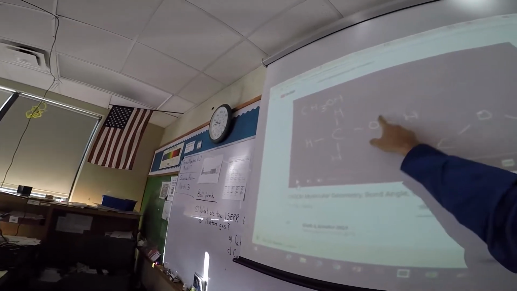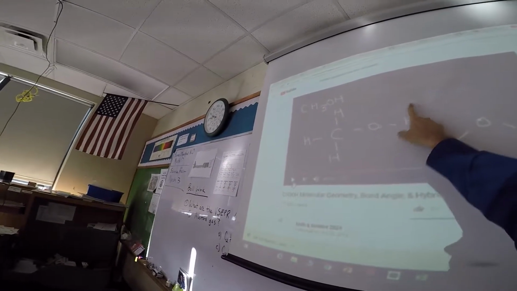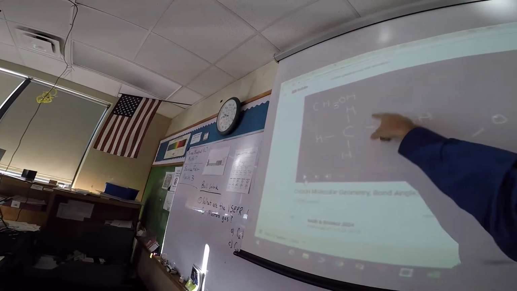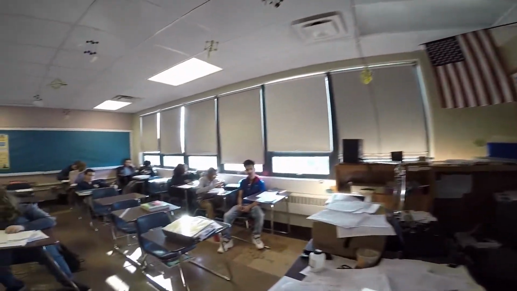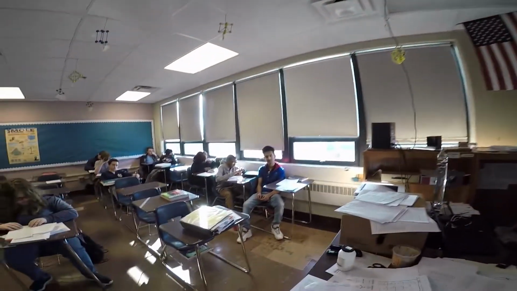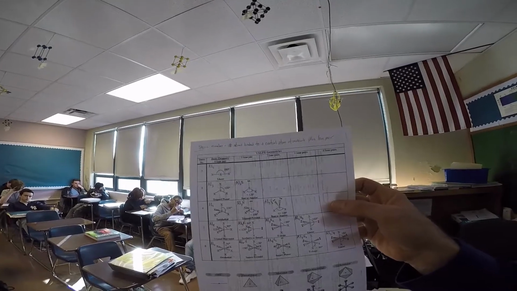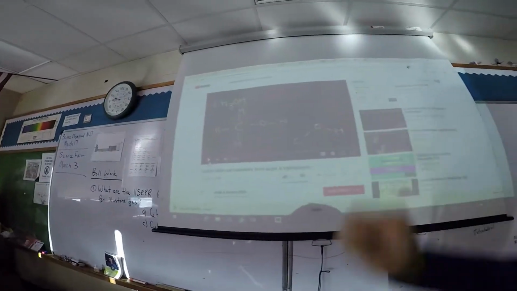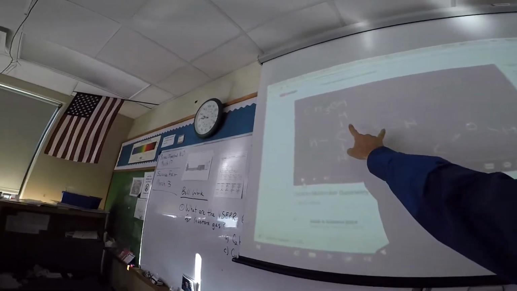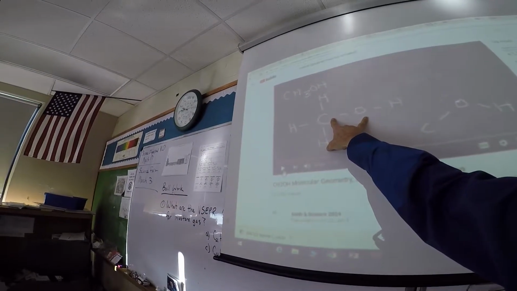And then the oxygen is bent. So you can see here it's got 2 things connected to it. It's got 2 pairs of electrons. So you go back to this one and you see bent, and you'll see it has 2 pairs of electrons and 2 hydrogen atoms attached to it. Do I see that? So this one has 2 different molecular geometries associated with it.